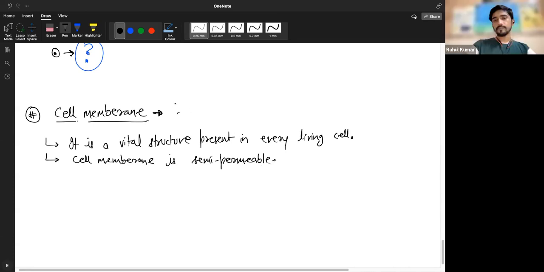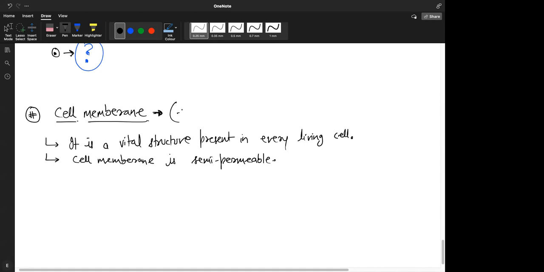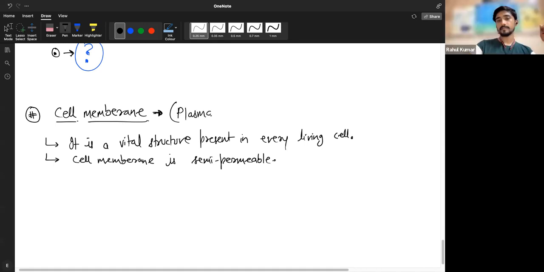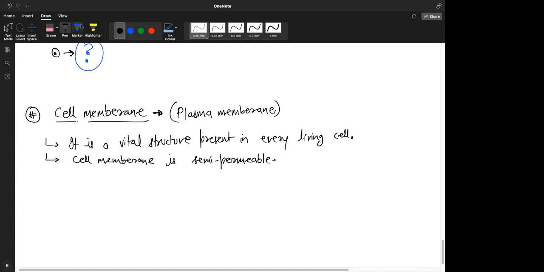Do you know there is another name for cell membrane? Have you heard of it or read of it in any books? There is another word which is used for cell membrane. Does it start from G? It starts from P. It's called plasma membrane. Have you read of this term, plasma membrane? Yes, I have read.